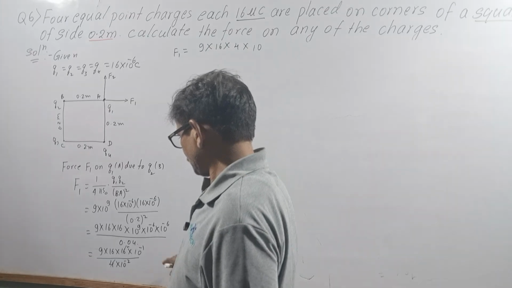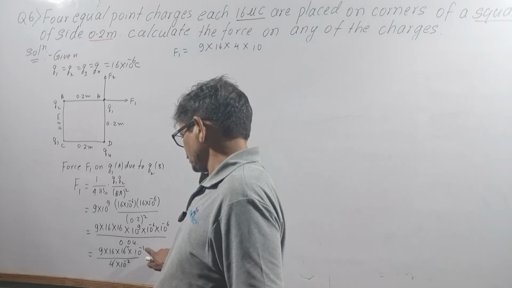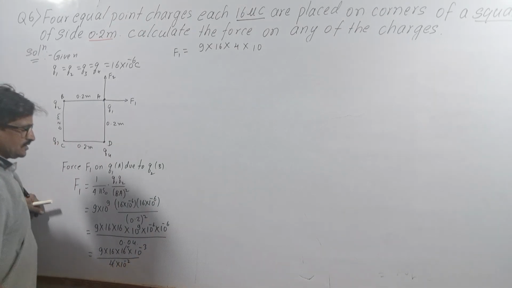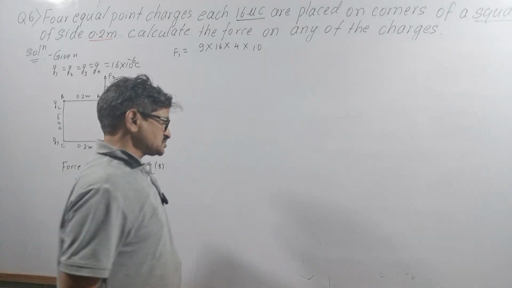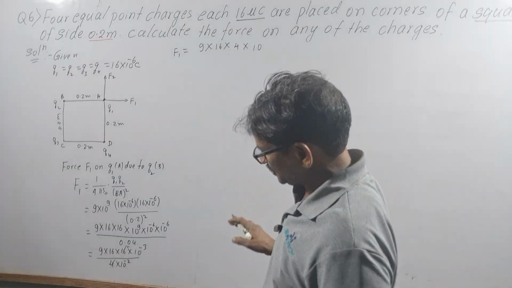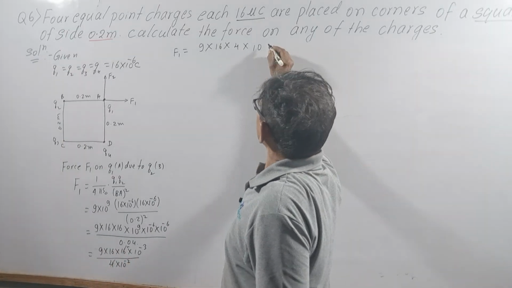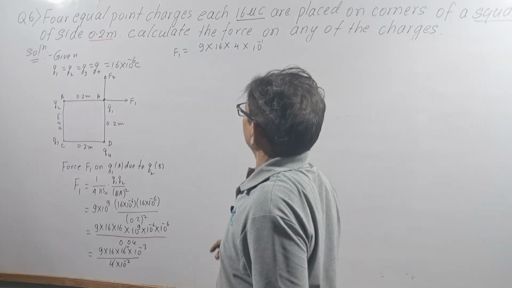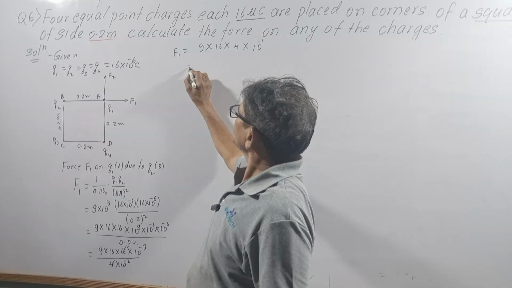Just wait a bit. Here, minus 12 means this is minus 1. Sorry, minus 3. So minus 3, if you take minus 2, 10 to the power minus 2 in the numerator, it becomes plus. And here 10 to the power minus 1 will be there. Okay, minus 1. Now we multiply these two.